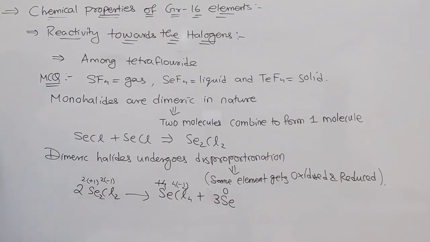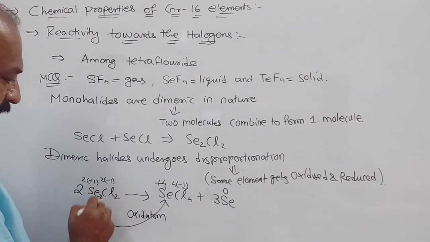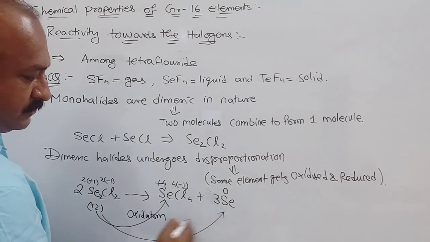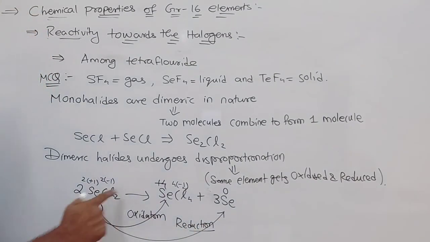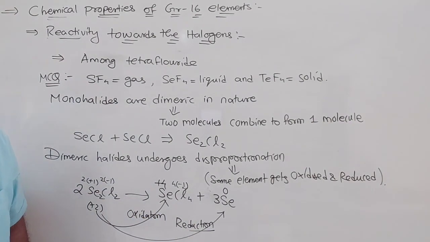So 2 into +1, and if you combine, it will be +2 oxidation state. From +2 to +4 is oxidation in this case. Understood? And then from +2 to 0 is reduction. So the same selenium gets oxidized and also gets reduced. That's why it is called a disproportionation reaction.